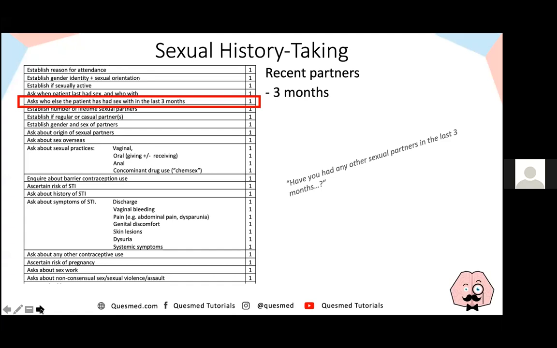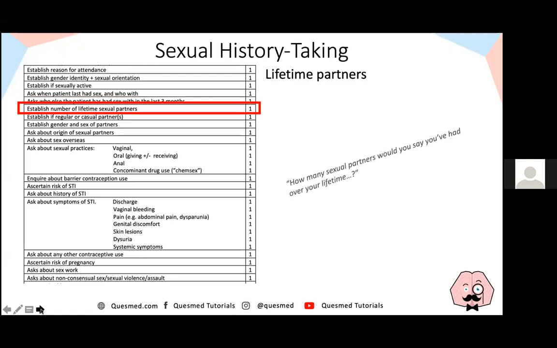So we normally ask who else the patient has had sex with in the last 3 months. Why do we pick 3 months? Well, because infections can take up to 3 months to show up. I'm thinking of things like syphilis, where the window period can be up to 12 weeks. We can also ask about lifetime partners. So you can ask, how many people have you had sex with in your whole life? And again, we're just establishing a ballpark, and that's helping us to establish risk.